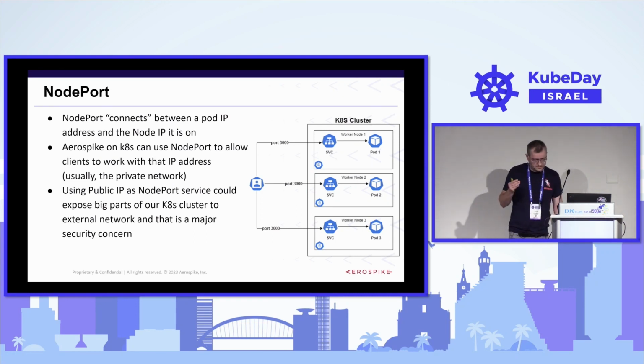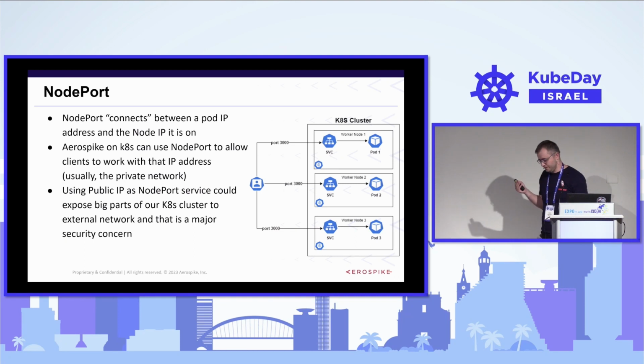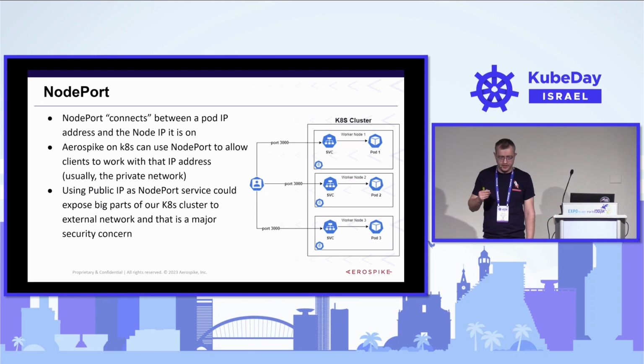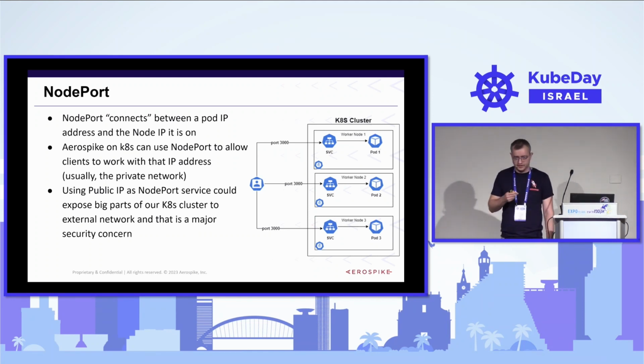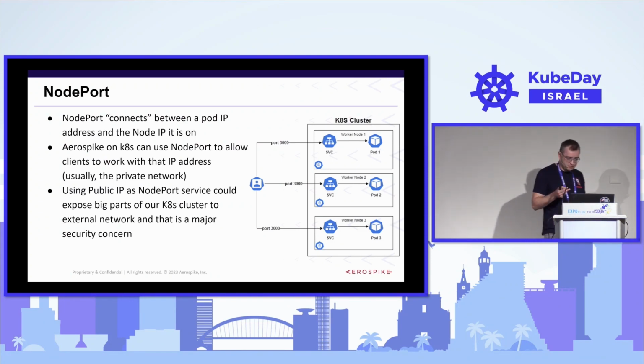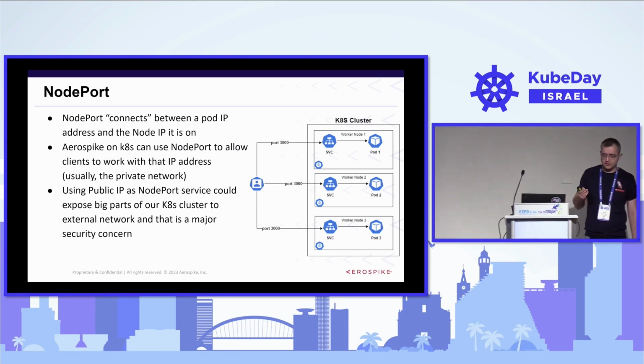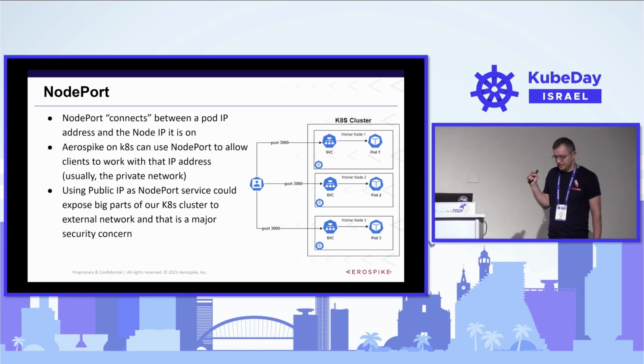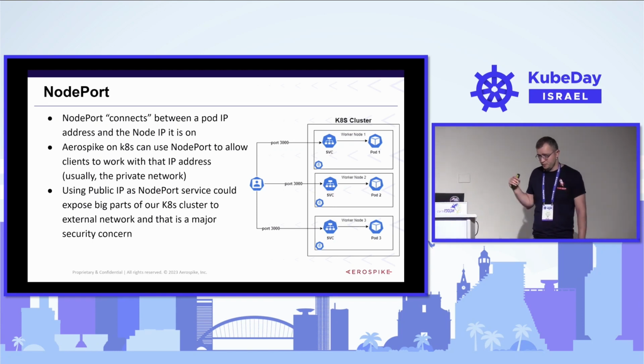The other case is a node port. Node port basically allows us to bind the pod port to the node port, and then for that specific pod that runs on that node, you can interact with it using the node port. There is a downside to this approach because there is no service discovery there. But in Aerospike, we use it pretty widely because the service discovery is done on our side.